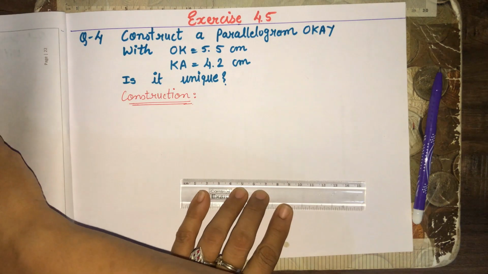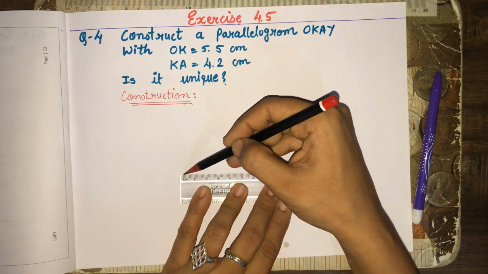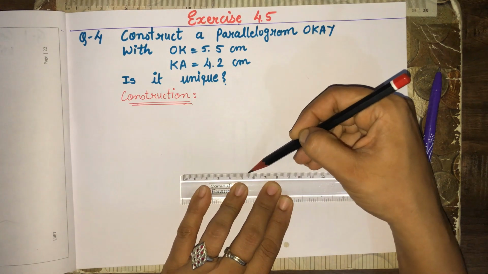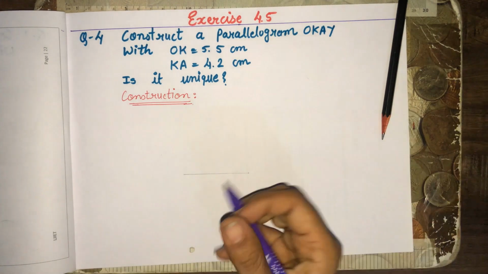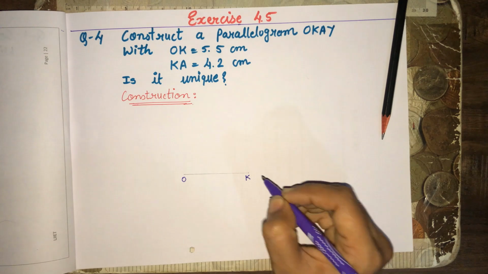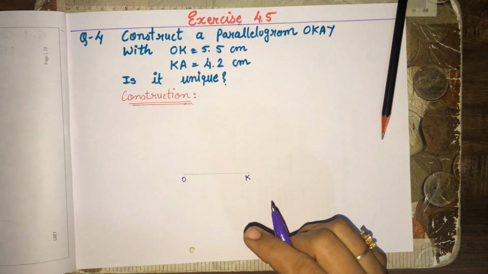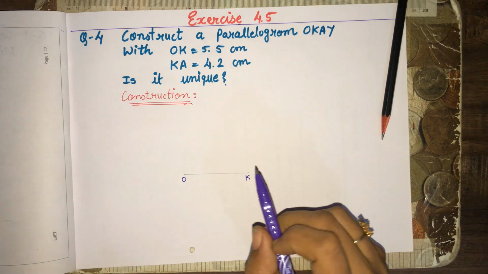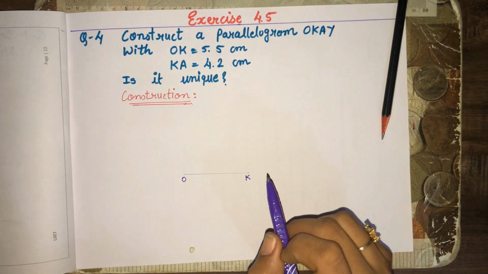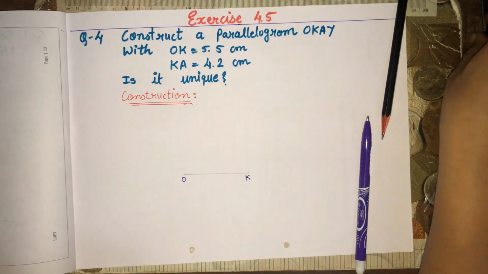we will draw a line segment OK with 5.5 centimeter length, and we will name it OK. Now we have to construct a parallelogram. For that, we know that the opposite sides are parallel. Here the degree of angle is not given, so you can choose any angle. Here I am choosing a 60-degree angle.